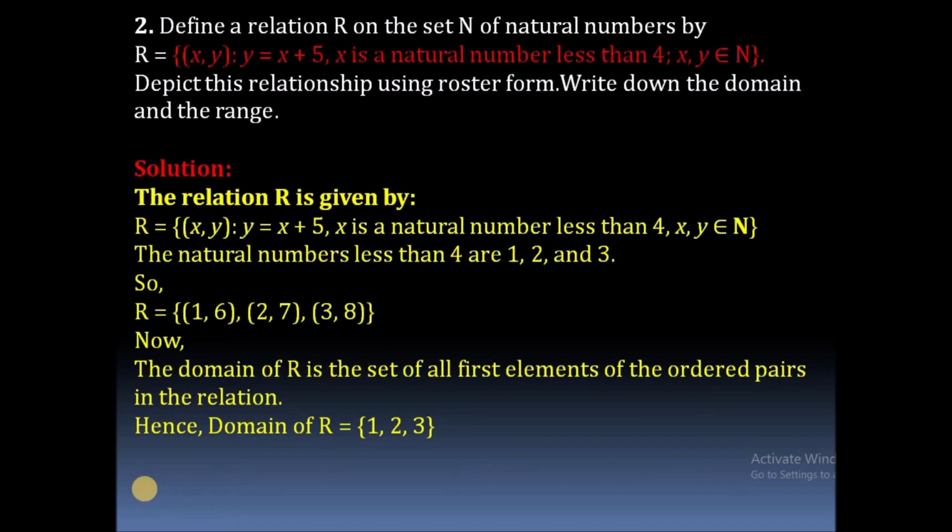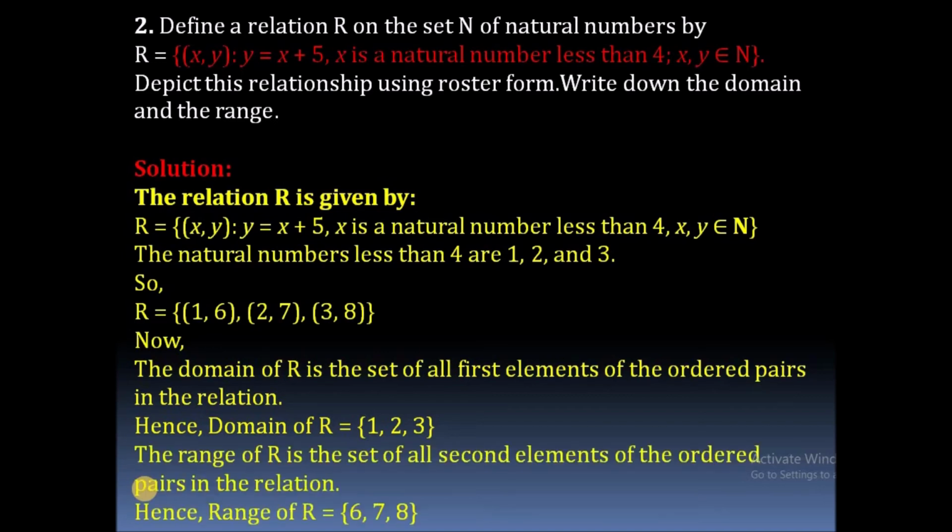Now, the domain of R is the set of all first elements of the ordered pairs in the relation. You know this very well now. So the domain of R is equal to the set 1, 2, 3, and the range of R is the set of all second elements of the ordered pairs in the relation. Hence, the range of R equals 6, 7, 8.